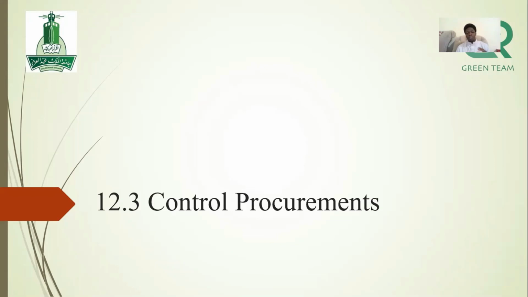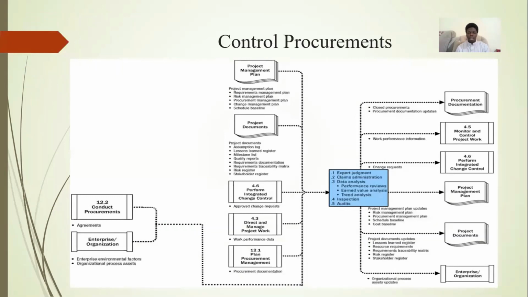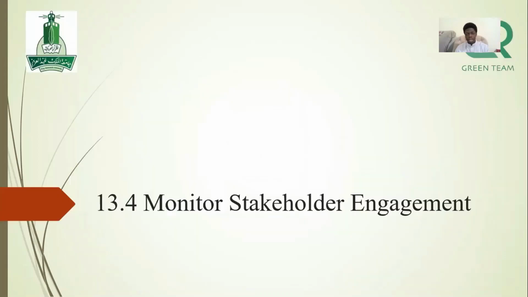Controlling the procurements means that we need to ensure that all the procurements are on budget and managed, using them to progress the project. Next, here you can see the outputs of this phase, which are change requests, work performance information, updates to the master plan, to the project documents, and even updates to the event outcome. Next.